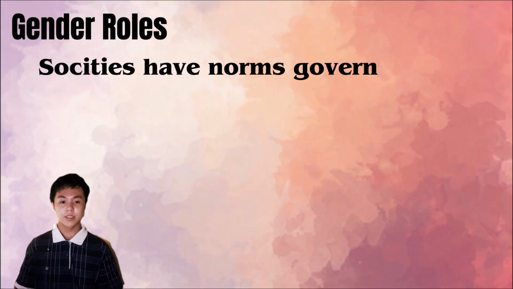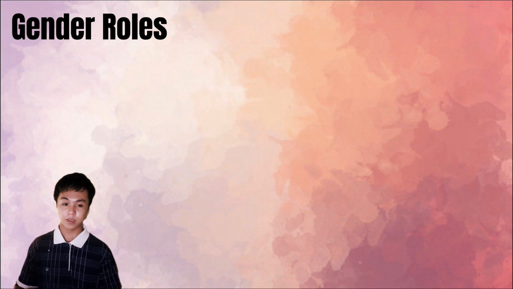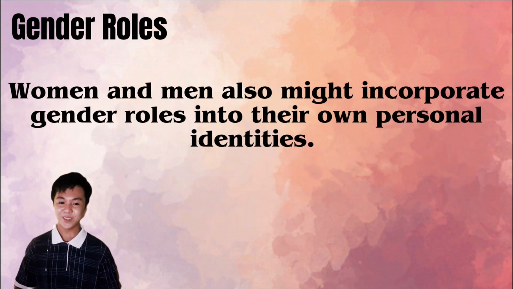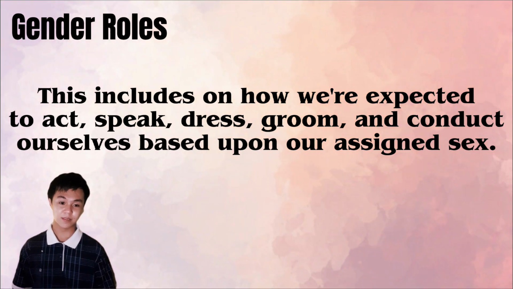Gender roles. Societies have norms governing how men and women should act. The specific behaviors and attributes of a society that are established for men and women are called gender roles. Gender roles then influence behavior through social and biological processes. In social interaction, people respond more favorably to others who conform to gender role expectations. Women and men also might incorporate gender roles into their own personal identities. This includes how we're expected to act, speak, dress, groom, and conduct ourselves based upon our assigned sex.